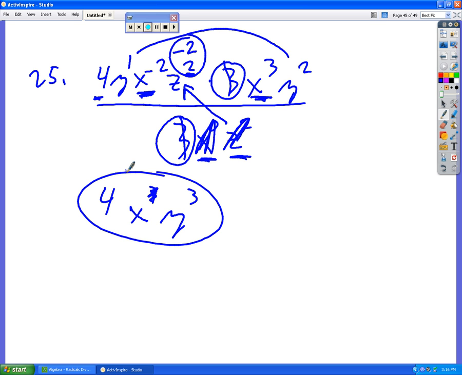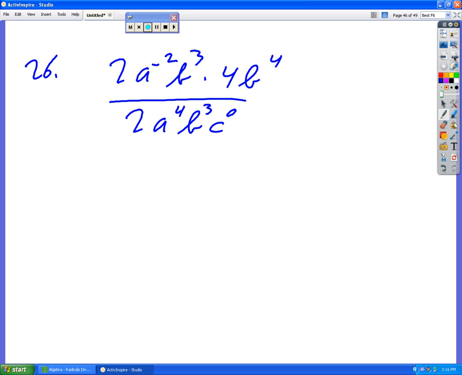One more. Number 26. Again, what can I cancel? Well, I have a c to the 0 down here, so it's gone, cancels. I have a 2 here and a 2 here, so they cancel. 2 goes into 2 once. And I take the rest of the letters at the bottom and move them to the top. A to the 4th here goes to the top where the A is and becomes a -4. And it's gone down here.